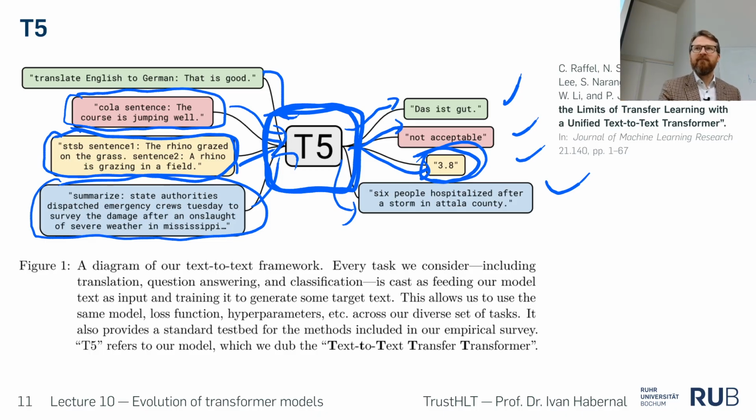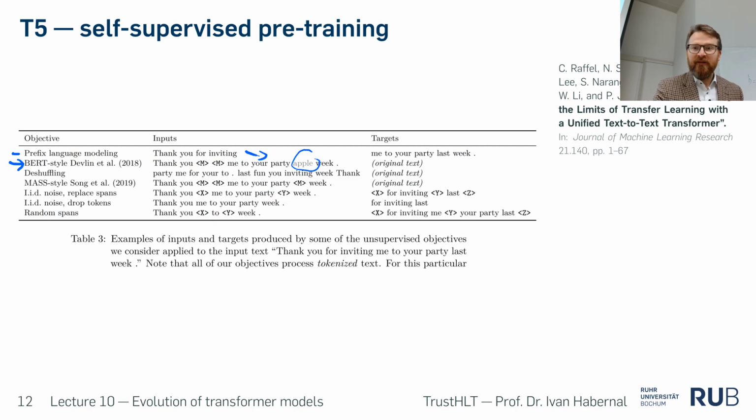Seems like the size of the model was a big factor. Size of the model. Any other ideas? What matters? Yeah, the amount of data you train on. The amount of data to train on, size of the model. Any other ideas?